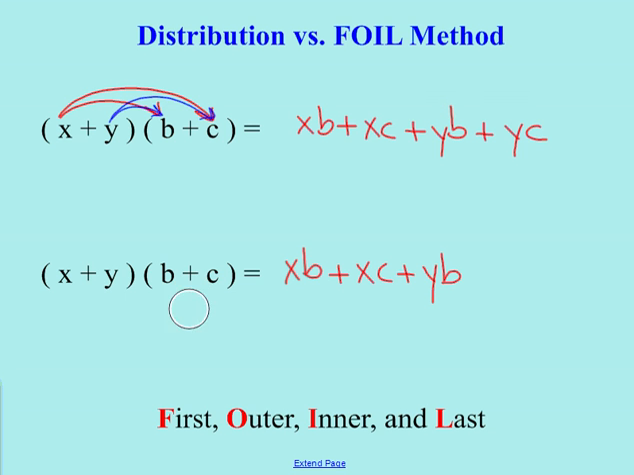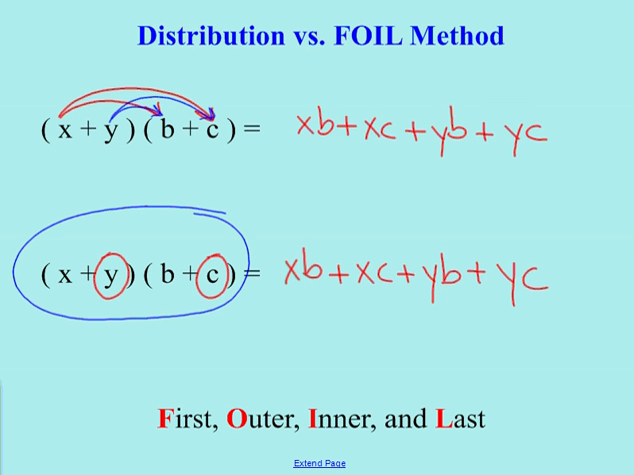And finally, we're going to multiply the last terms, L for last. Last term in that binomial is y, and the last term in that binomial is c. So we will multiply those together to get positive yc. So what you can see here is that the distribution property and the FOIL method give you the exact same result. We often refer to the FOIL method instead of distribution when we are multiplying two binomials together, which is what we're doing here. Remember, x plus y is a binomial because there are two terms, and b plus c is a binomial because there are two terms.